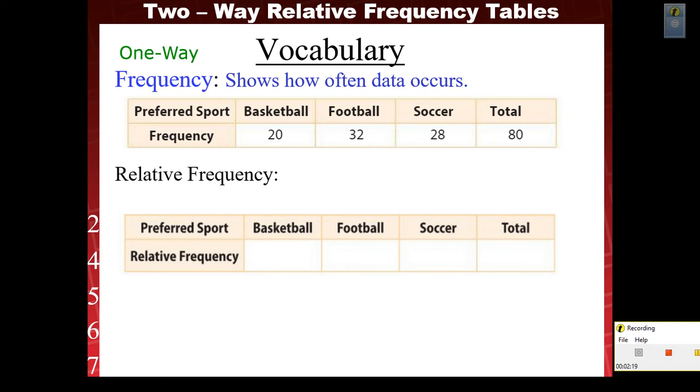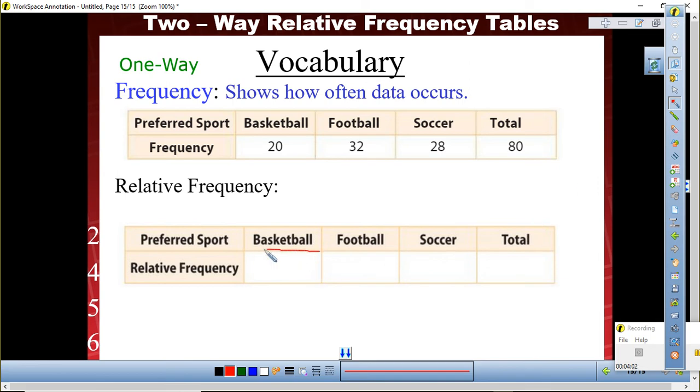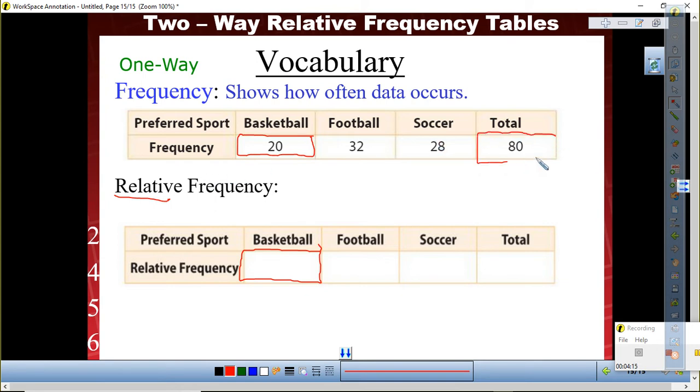So therefore, same thing with this table, this word has something to do with how we're going to fill this table right here, the relative frequency. So what does that mean? Well, if I was to ask you, fill in the relative frequency for basketball. So look up, please. Watch. I need to fill in the relative frequency for basketball. So you're saying, okay, if it's relative, that means this score, I need to relate it to the total. And that's how I'm going to compute my relative frequency. So look at those two numbers. What do you think I would write here?